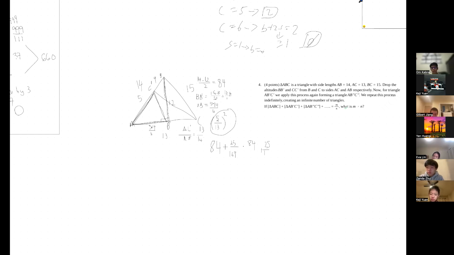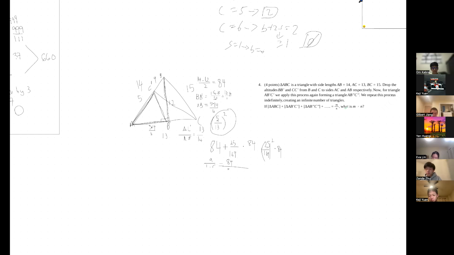So we have a geometric series, an infinite geometric series, and we need to calculate the sum. Using the formula a over 1 minus r, we get a is 84, and 1 minus r is going to be 144 over 169.